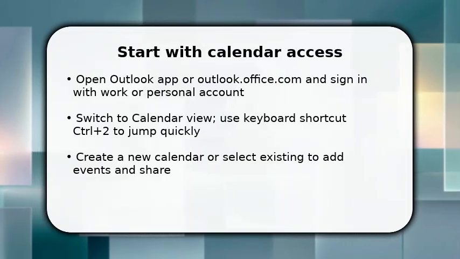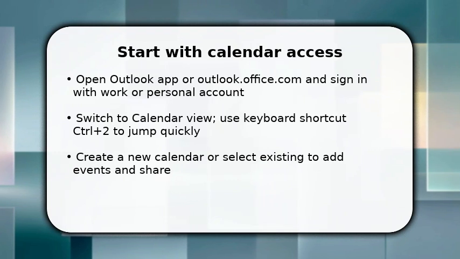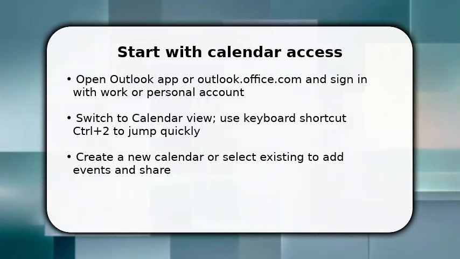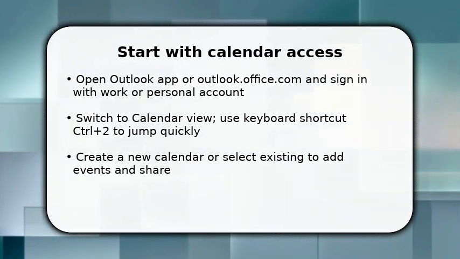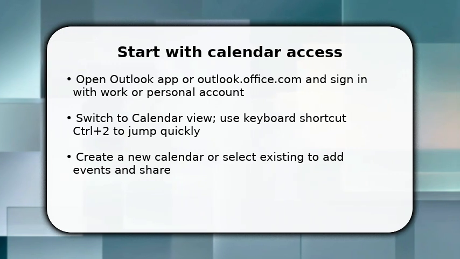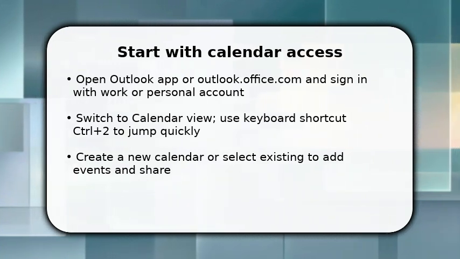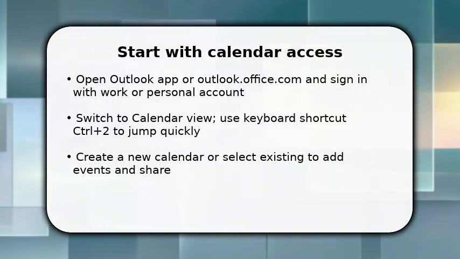You start by confirming access and selecting the right calendar. Open Outlook, sign in, then choose Calendar View. This puts your schedule front and center. Once done, create a new calendar if you want a separate project or select an existing one to avoid clutter. Make sure to verify account permissions so sharing will work.